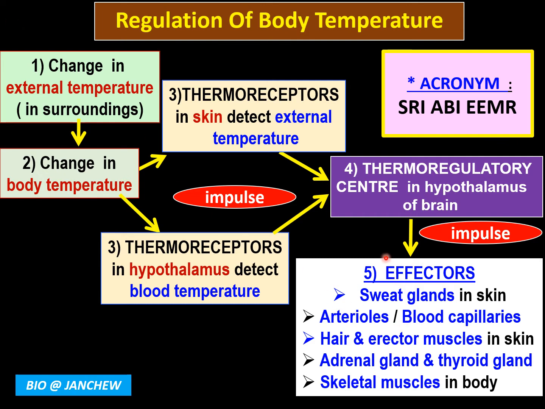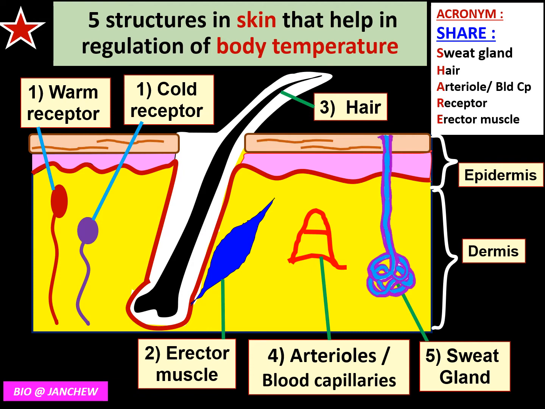So let's discuss the actions of the effectors. Let us look at 5 structures in the skin that help to regulate the body temperature. These 5 structures are important to remember, and you must be able to identify them and even draw them in a diagram of the skin. You must also be able to label them in a diagram of the skin.